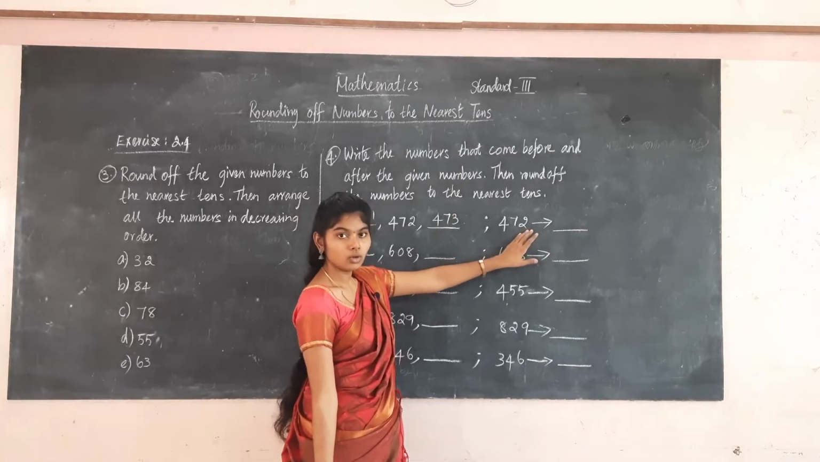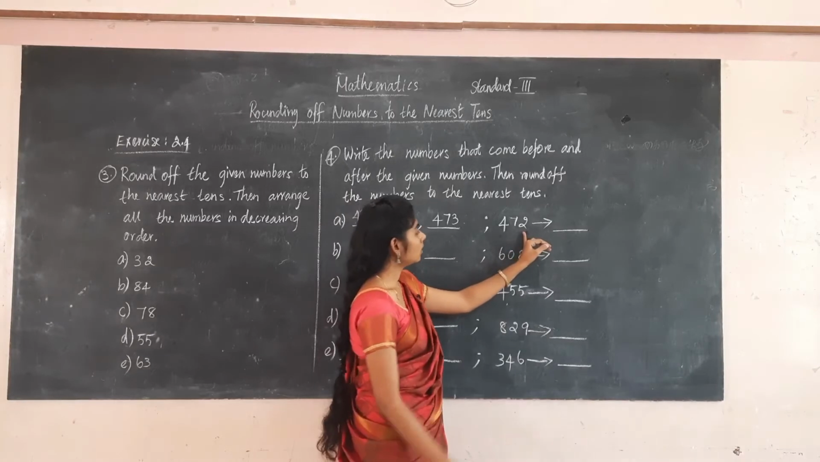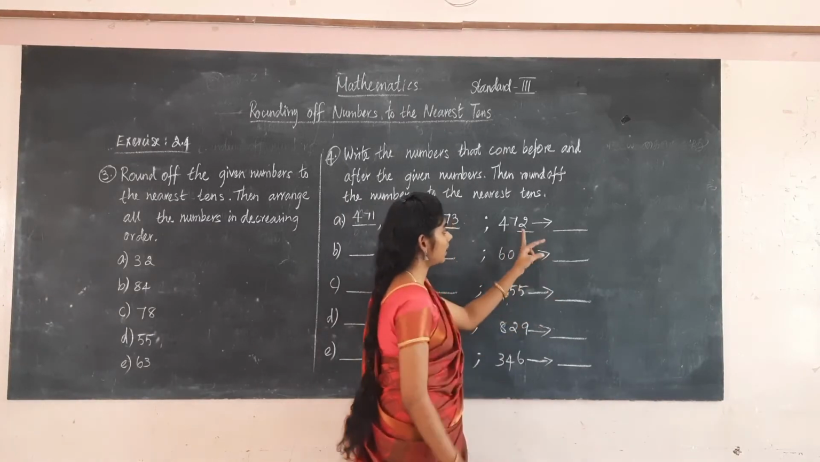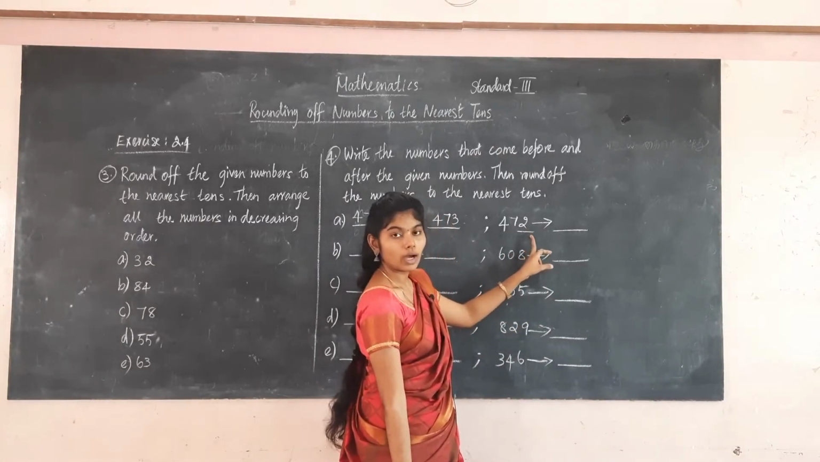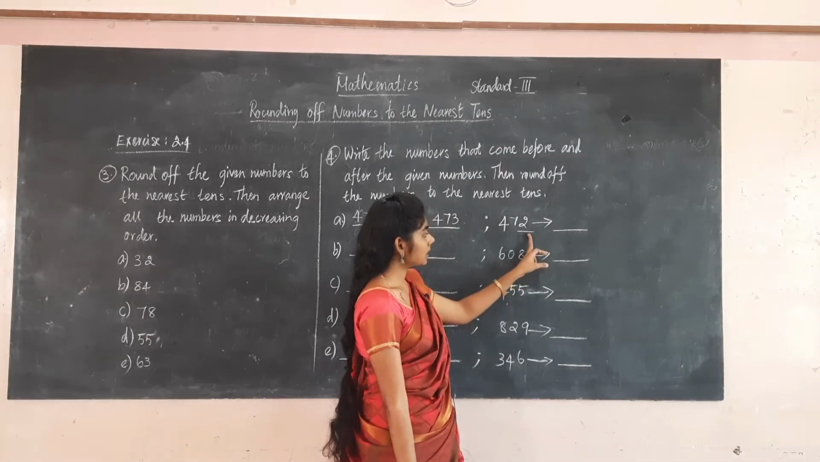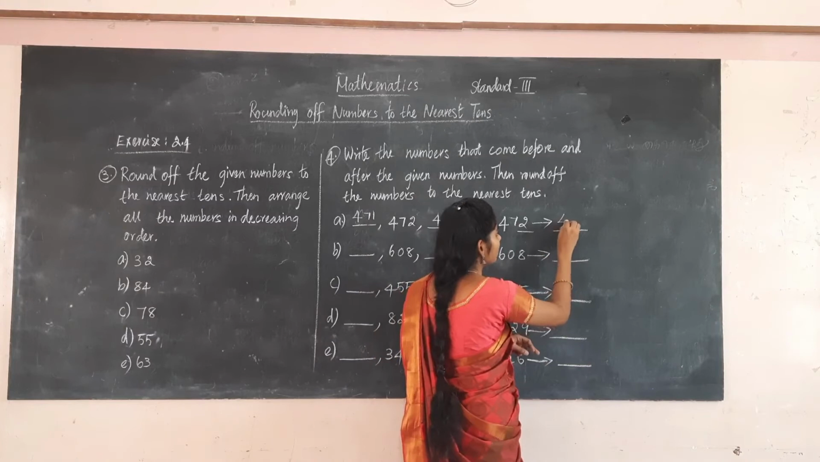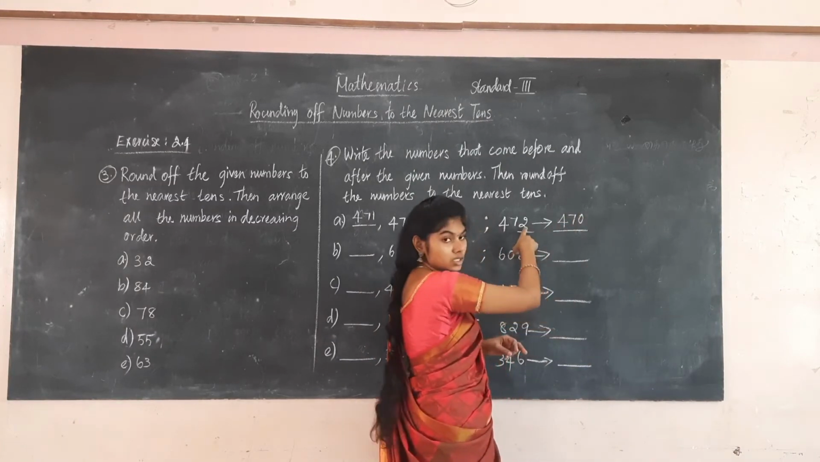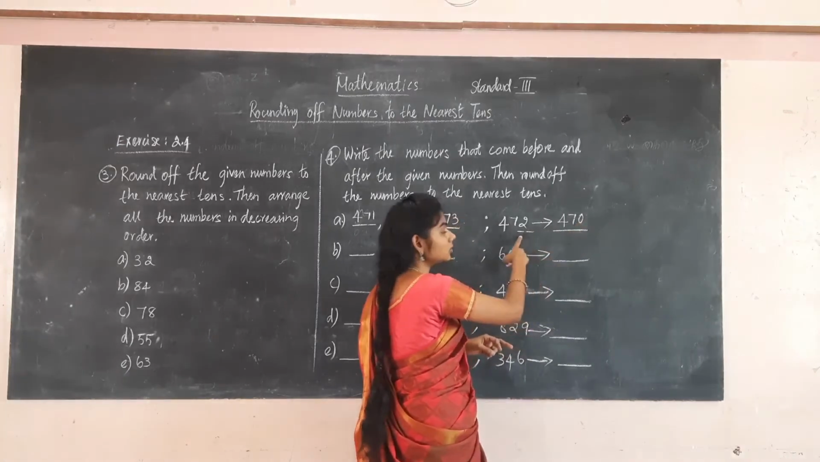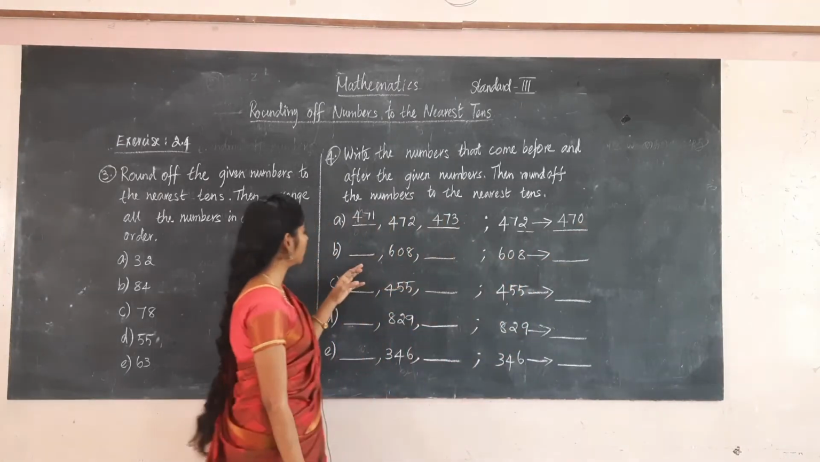Now you are going to round off the number. We have to check the number in the ones place. It is 2. How do we check? It is less than 5. So you will write 0 in the ones place. So the answer will be 470. You are writing 0 in the ones place. This is the first rule of rounding off numbers.